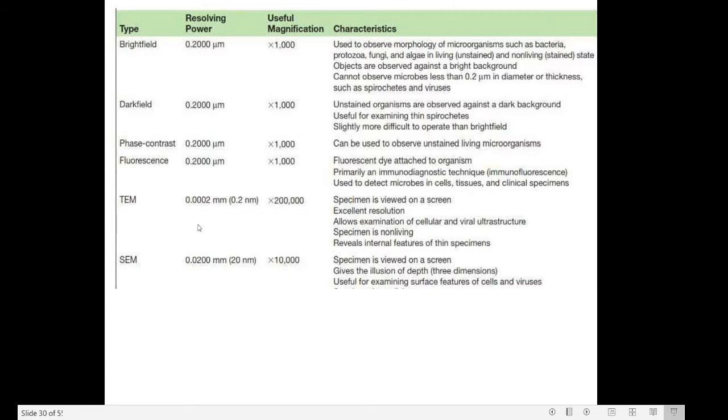In the TEM, you can find 0.2 nanometer, that is 0.0002 micrometer. In the TEM, the resolution is 0.2 nanometer. SEM resolution is 20 nanometer. In the TEM, resolution is 0.2 nanometer, SEM is 20 nanometer. This is the output and resolutions of all microscopes, the microscopic comparison.